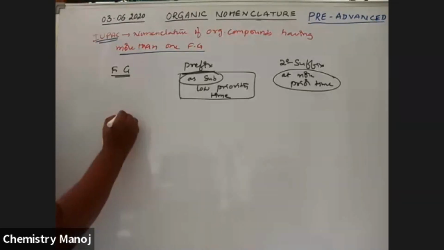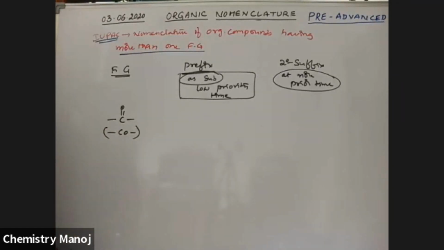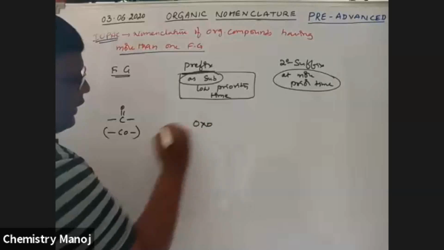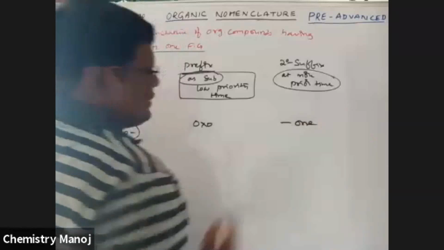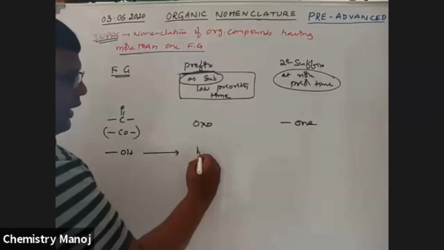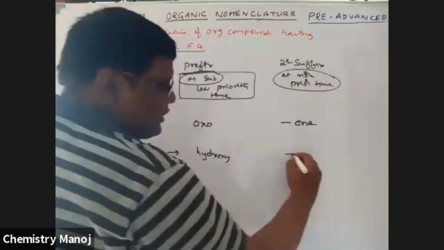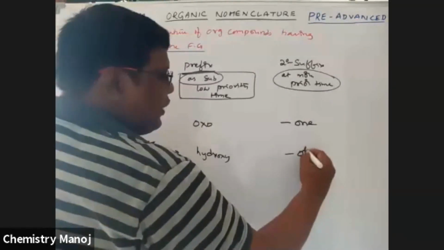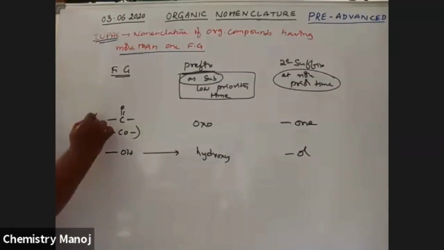If CO is there, C double bond O, or simply called carbonyl, oxo is the prefix case, and ONE is the secondary suffix case. Next, OH is there. That is hydroxy as a prefix. If it acts as a suffix, that is a secondary suffix, OL is the secondary suffix. So it is important, please keep it in mind. It is also important, please keep it in mind.